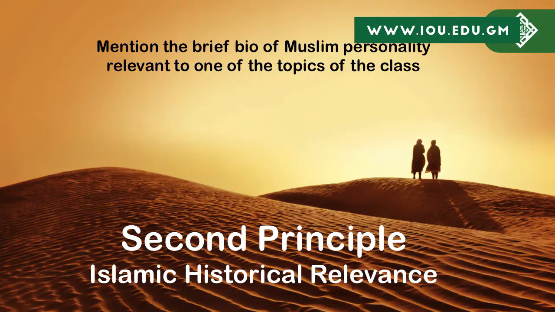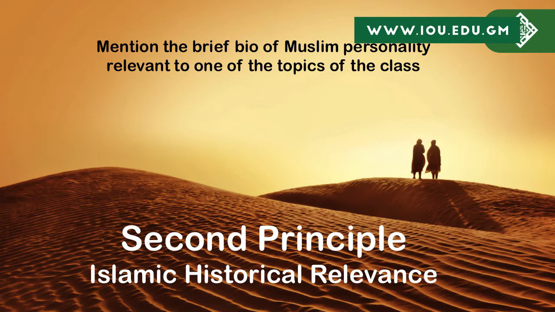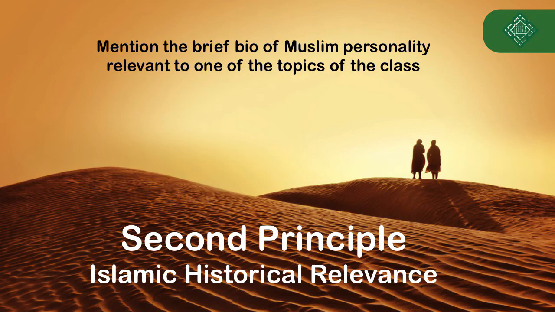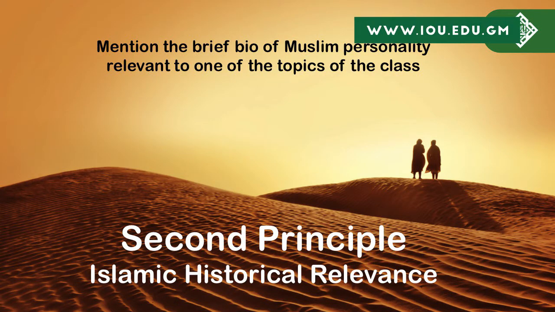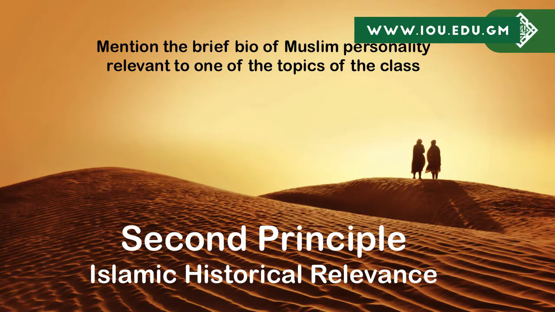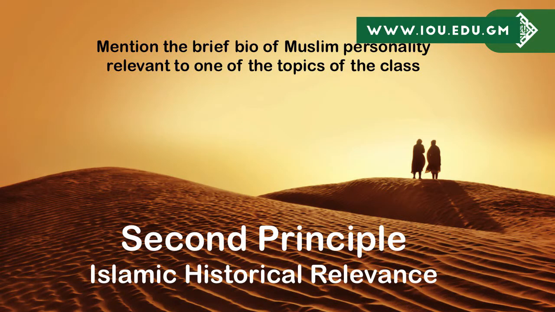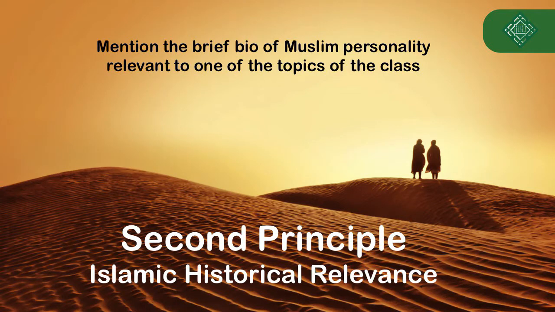The second principle is the brief mention of a Muslim personality relevant to one of the topics of the class. Or it could be historical relevance, connecting the children with the past, that Islam produced great individuals who contributed to world civilization. We're not an isolated civilization or country or people who have no past. We might be weak today, but in the past we were strong. It's part of history, and the students should know.